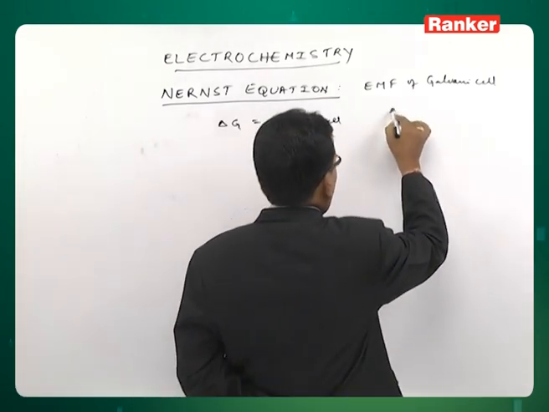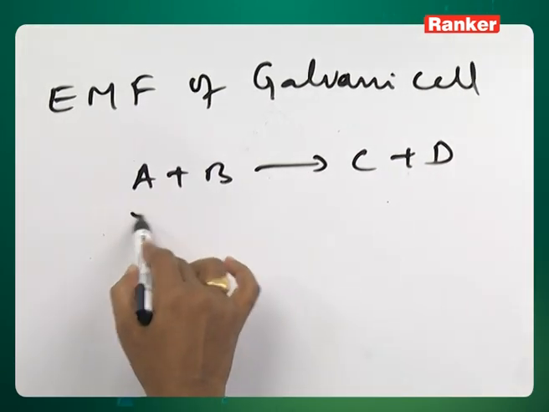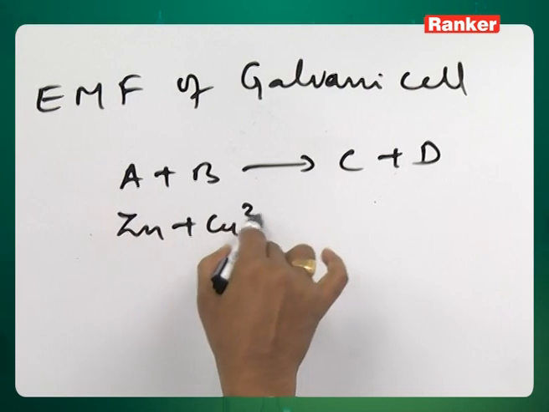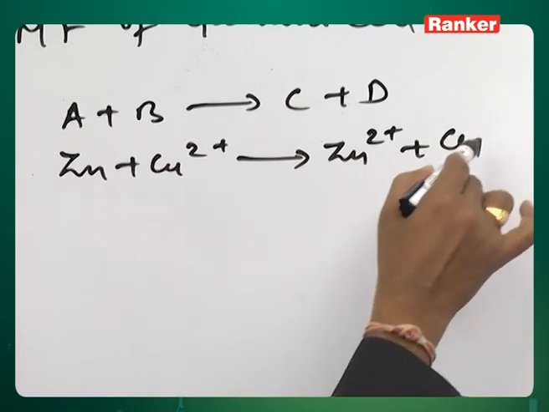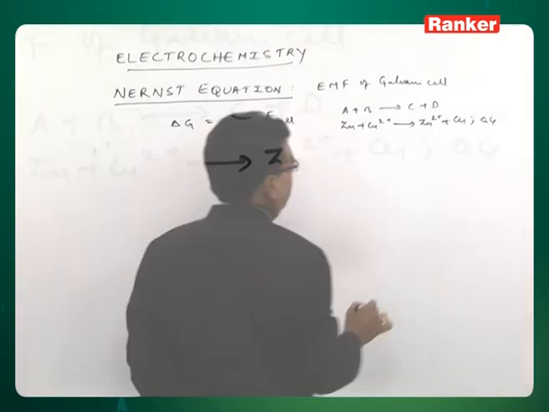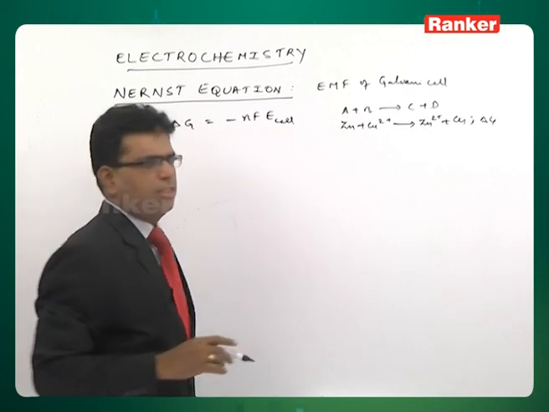That means, suppose you have a reaction A plus B gives C plus D, like for example, Zn plus Cu2+ gives Zn2+ plus Cu. This will have a certain delta G. Then what is the EMF in that galvanic cell? For that we give this relation: delta G is equal to minus nFE.